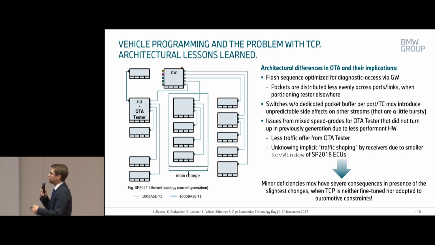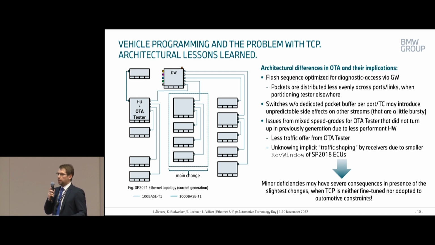We have a bottleneck here, and that bottleneck gets even worse because we do have a mixed speed rate inside. There is the head unit system on chip, which has a gigabit interface to the switch and a 100 megabit interface from the switch to the gateway. And now with that mixed speed rate, the problems arise. We had that mixed speed rate also in Service Pack 2018. However, we had less performant hardware, meaning that our OTA tester in 2018 had less traffic to offer, so this bottleneck did not appear.